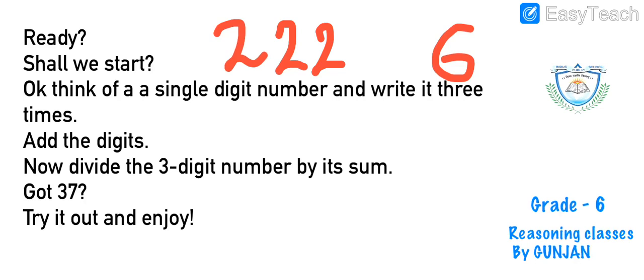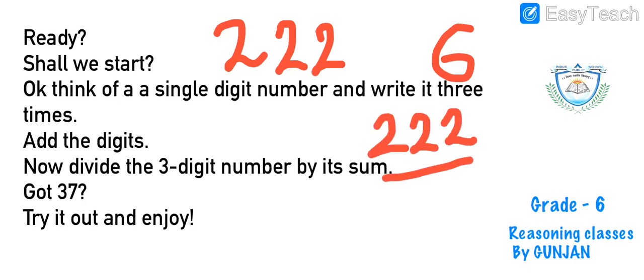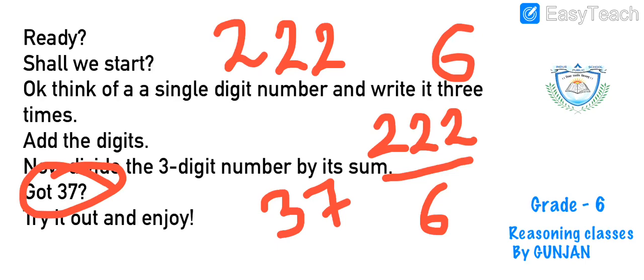Now divide the 3-digit number, means I have to divide 222 by its sum. That means by 6. If I divide it, what will I get? 6 3s are 18. 6 7s are 42. What? Did I get 37? Try this with any other number in the same pattern and you will always get 37. Try out a different number and enjoy the game.